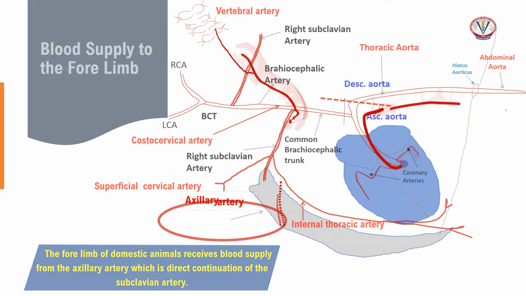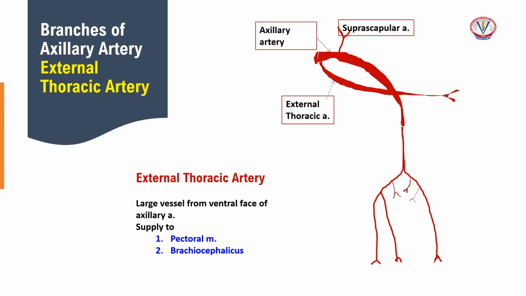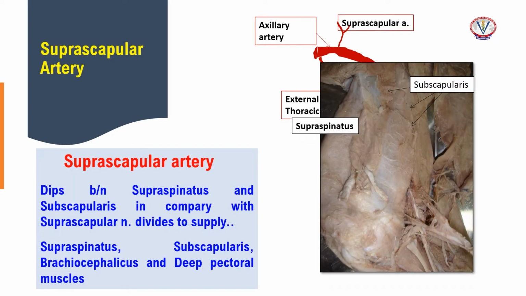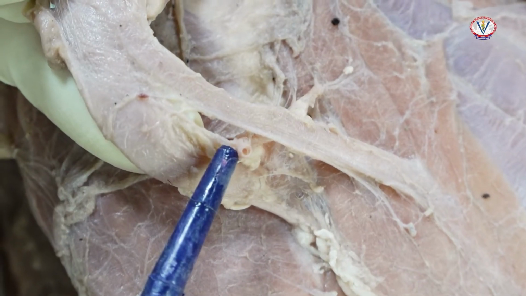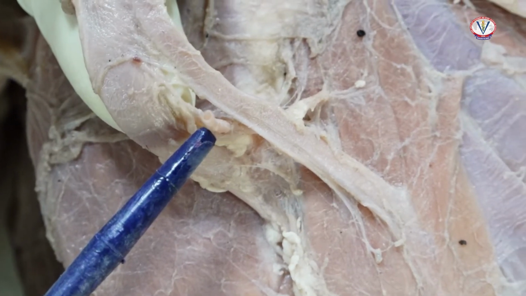The external thoracic artery is a large vessel from the ventral face of the axillary artery, which supplies the pectoral muscle and the brachiocephalicus muscle. The suprascapular artery dips between the supraspinatus and subscapularis muscles in company with the suprascapular nerve and divides to supply supraspinatus, subscapularis, brachiocephalicus and deep pectoral muscles.